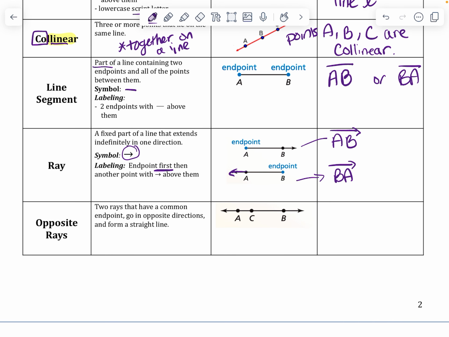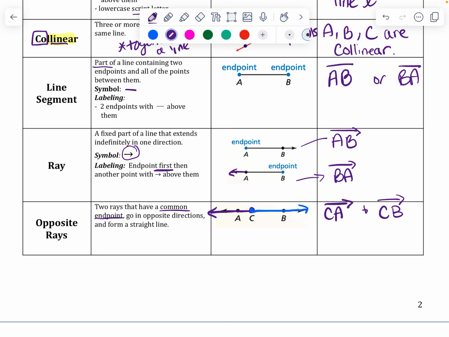2 rays that have a common endpoint and go in opposite directions are called opposite rays, and they form a straight line. So notice that you have point C in between A and B. So you could say that you have ray CA going to the left, or we have ray CB going to the right. So they both started at C, which was the first one you listed, and then this one goes towards A and this one goes towards B, and those are opposite rays.